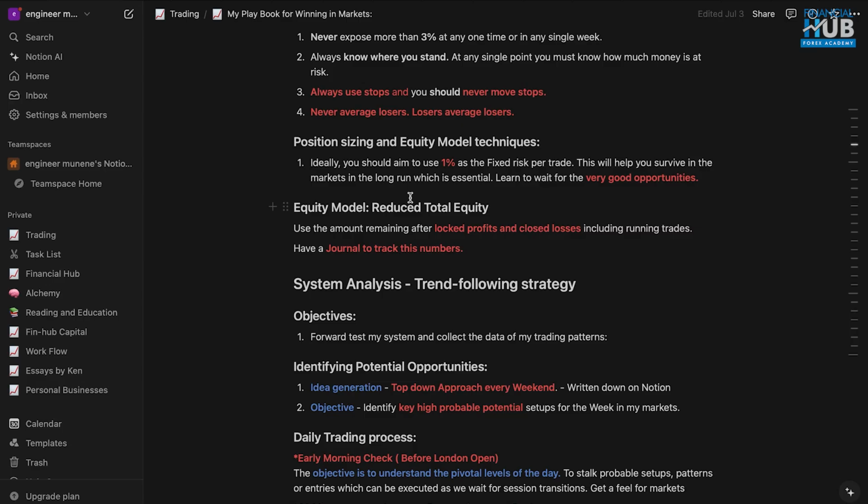Now, what are the position sizing models that I use? So remember, there is the position sizing and equity model. I normally risk between 1 to 2% per trade. Nowadays, I'm a bit courageous. I might go to 2% in some accounts, but often I risk 1.5, depending on how well I'm doing in the market. So this helps me survive in the markets in the long run, which is very, very essential.